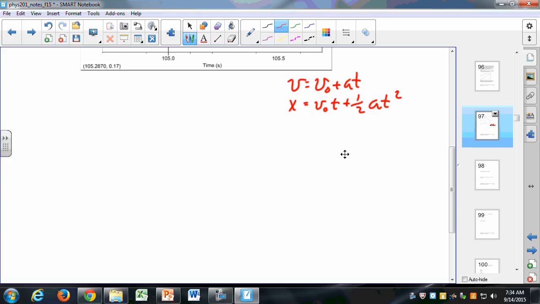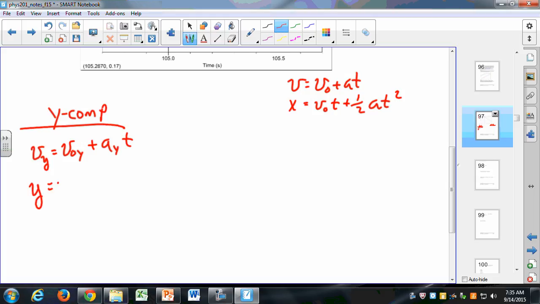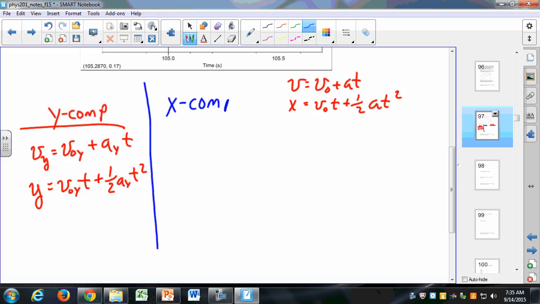We've seen those already. And then we can break those into, for projectile motion, the y component. And in the y direction, we just write them exactly the same. Vy equals v naught y plus ay times t, right? These are just saying these equations hold true now for the y component. And then y is equal to v naught y times t plus 1/2 ay t squared.